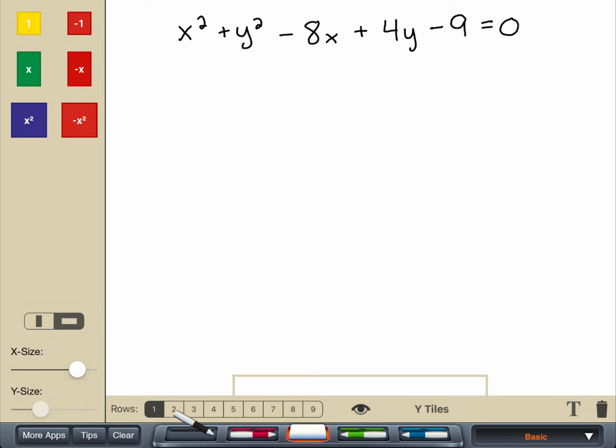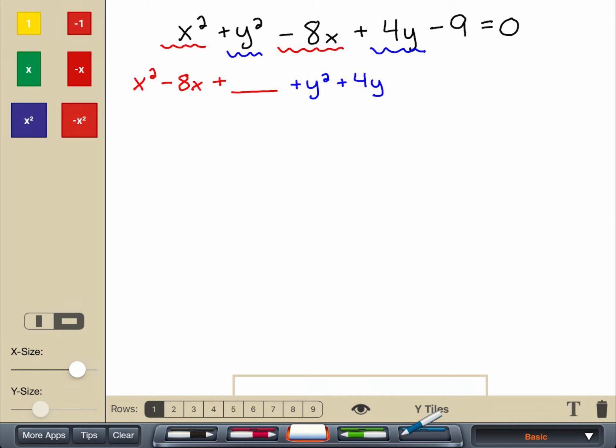get all the x's together. So here's an x, here's an x. So we have to get them together. So x squared minus 8x, and then we need to leave a space to add something. And then all of our y's we need to get together. So plus y squared plus 4y, and then we need to leave a space to add something.